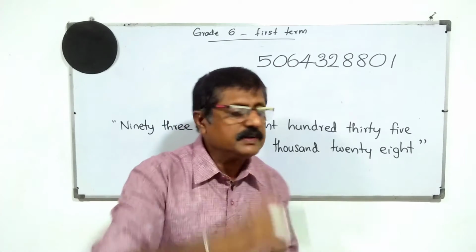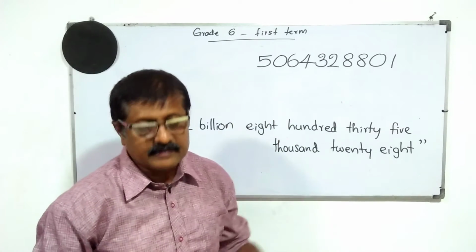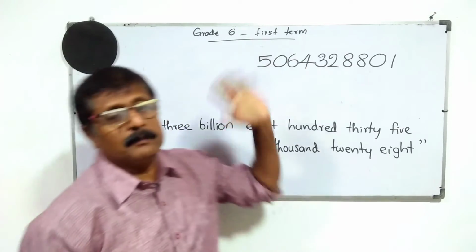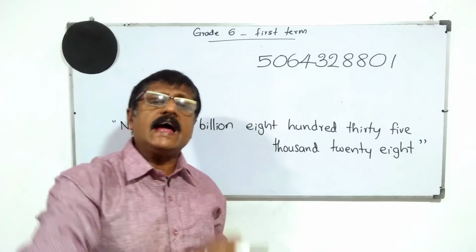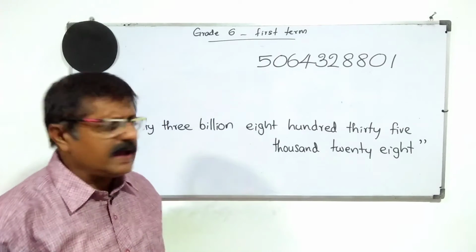Here you are, my dear children. This is the 5th question. It has 3 parts altogether. You have been given a number, and you have been asked to write it in the standard form. What do you mean by writing in the standard form?